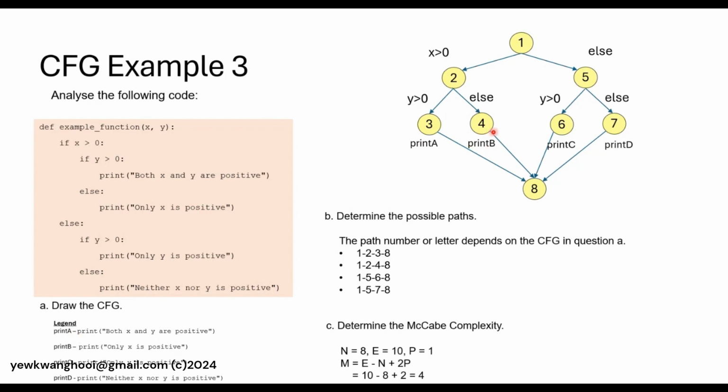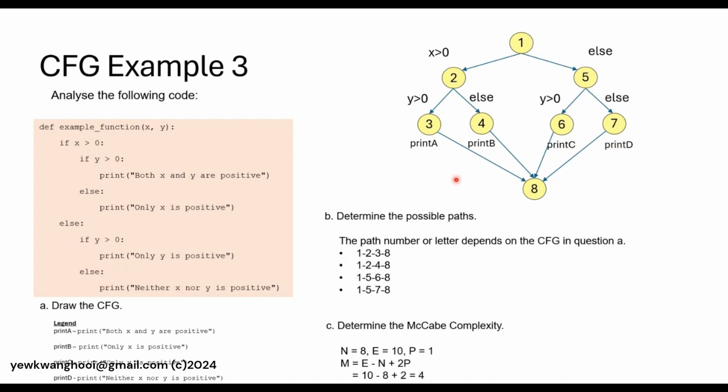All right. So if greater than 0, print both x and y are positive, because it's a legend already. Else print B. And for this part, you see, this block, if y is greater than 0, falls under else, which is the pair of if x greater than 0, right? So it is the pair: left arrow, right arrow. So you include all this block. If y greater than 0, you put it under node number 5. So 6, 7. If y greater than 0, 6. If else 7, and then print C, print D.